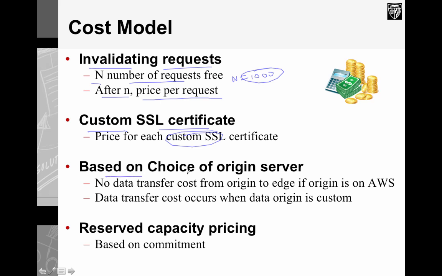Also, based upon the choice of origin server, whether you are using the AWS infrastructure as the origin server or you're using the custom infrastructure as the origin server, there are going to be two different prices. If your origin server is AWS, no charge. But if your origin server is a custom server, there is going to be a charge for the data transfer out from the origin server into the edge server. So you have to be careful about that. There's also reserved capacity pricing. If you reserve based upon a commitment that you're going to be using for the next 6 months or 9 months or a year, then there's better pricing that's available.